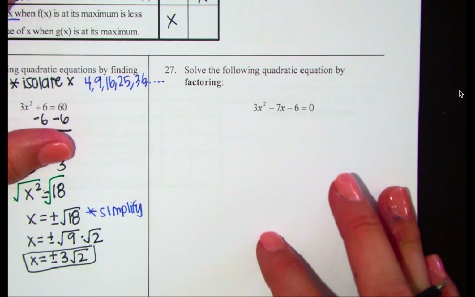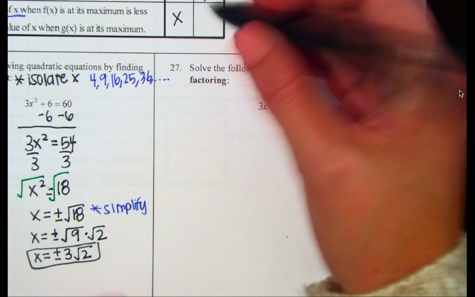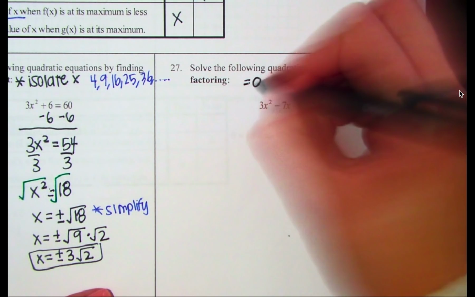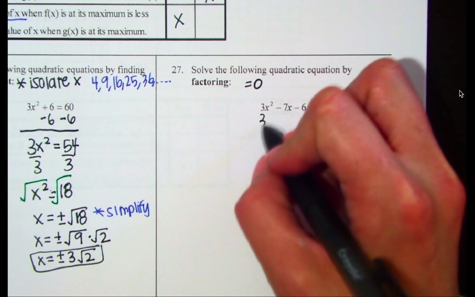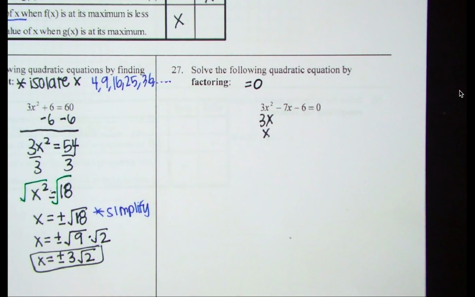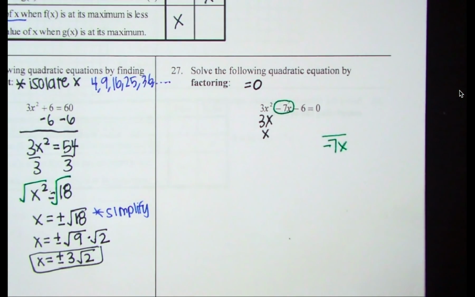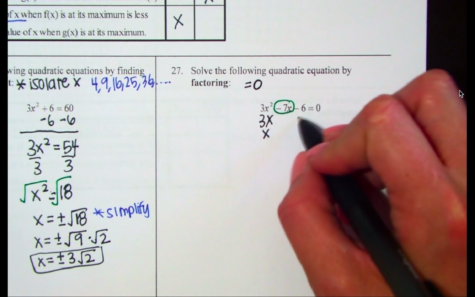Number 27, we're going to solve the quadratic equation by factoring. We like factoring. So remember, you factor and set your factors equal to 0. Don't forget to set them equal to 0. So when I factor this, it's going to be 3x and x, and then we're going to add up to negative 7x for my middle term. And then two numbers to multiply to 6 are going to be 2 and 3.